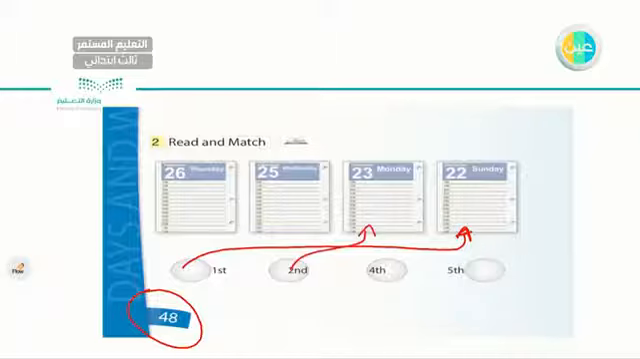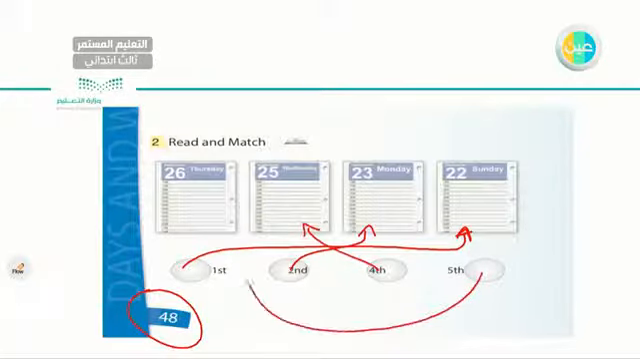What's the fourth day of the week? The fourth day is Wednesday. Very good. And the fifth day of the week is Thursday. So let's read together. Sunday was the first day. Monday is the second. Wednesday is the fourth. Thursday is the fifth day of the week. Very good.